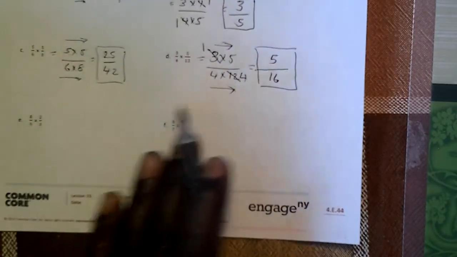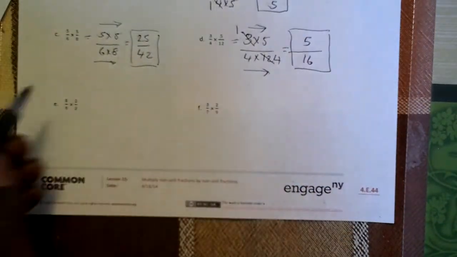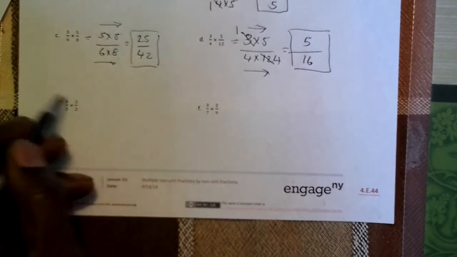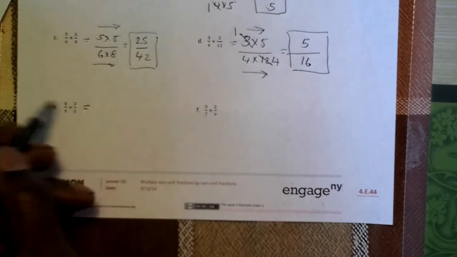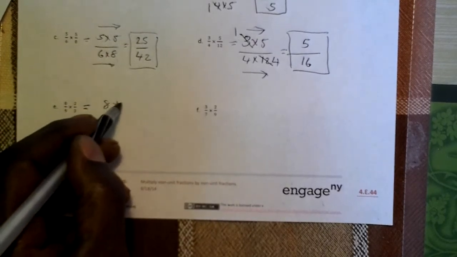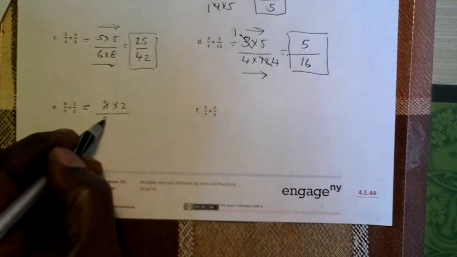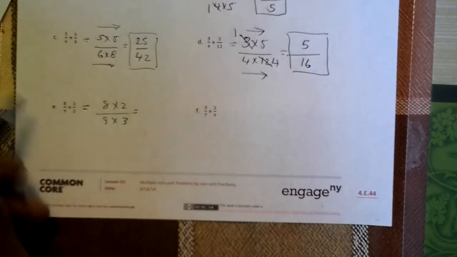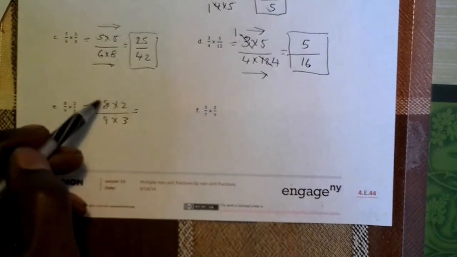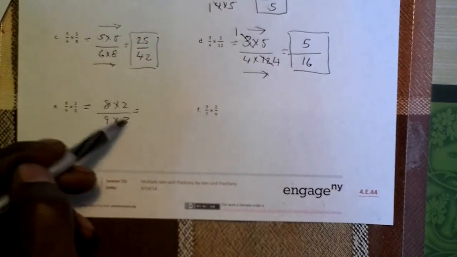So now we have 2 more to go on this page. So once again, let's rewrite. And that equals 8 times 2 divided by 9 times 3 equals, okay? So do we have any common factors here?